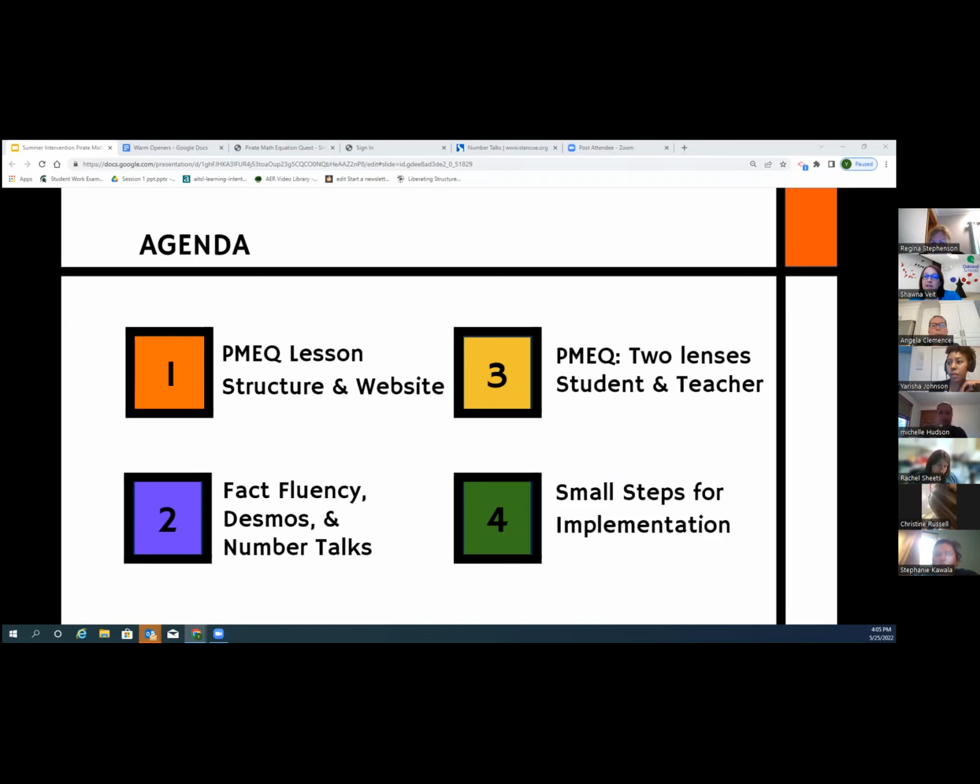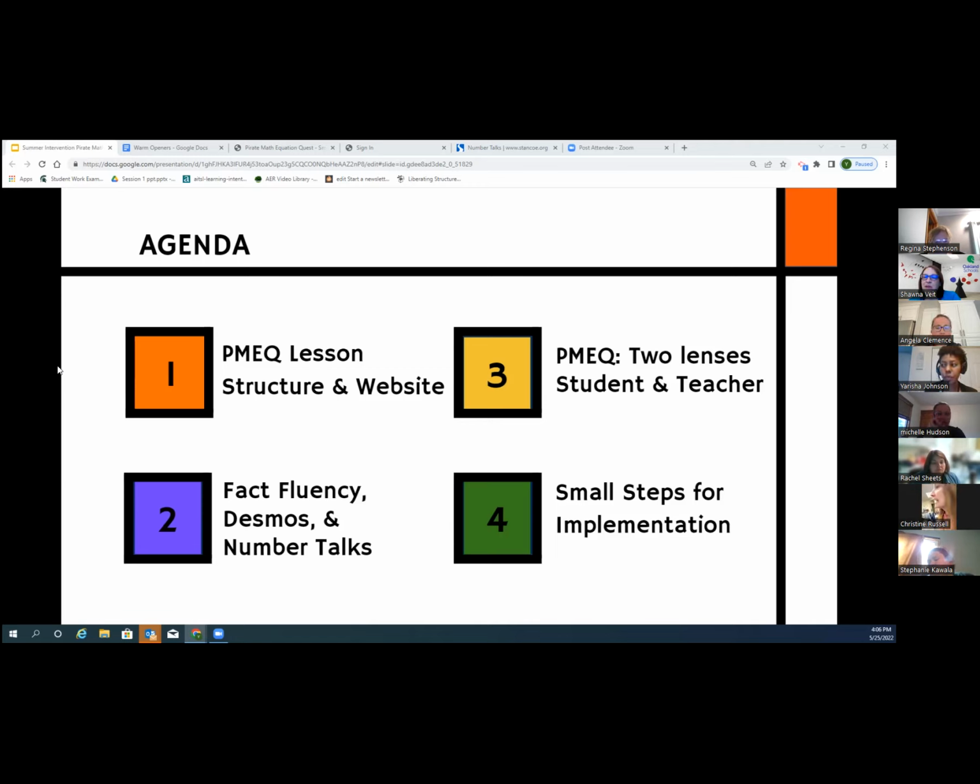We're going to look at 2 lenses today. So you're going to participate in some activities from Pirate Math Equation Quest as a student, and then we'll talk about it from a teacher point of view. Then we are going to talk a little bit about Fact Fluency, Desmos, which is a free forever teacher platform, and a little bit with Number Talks from Eurisha.